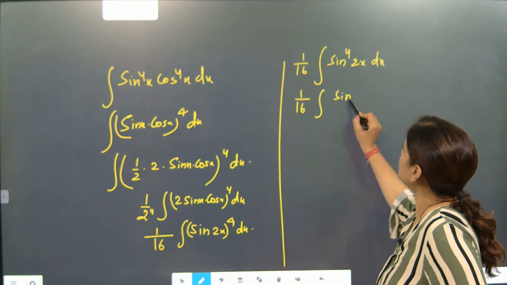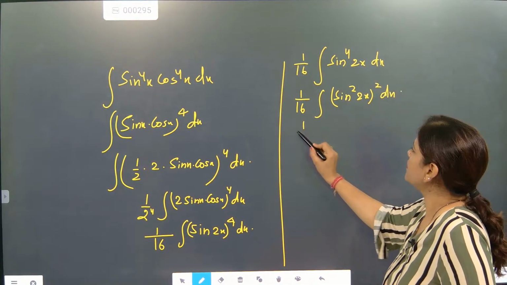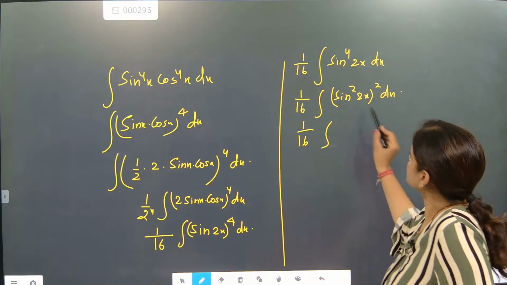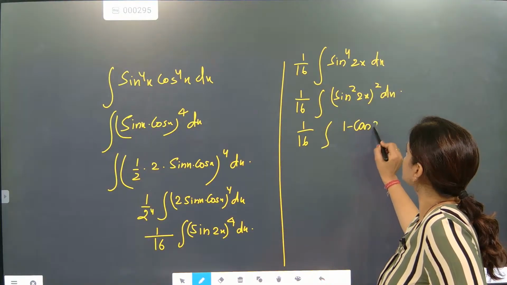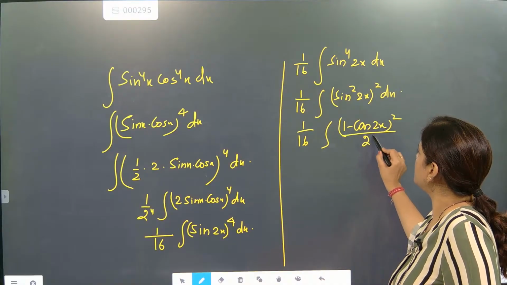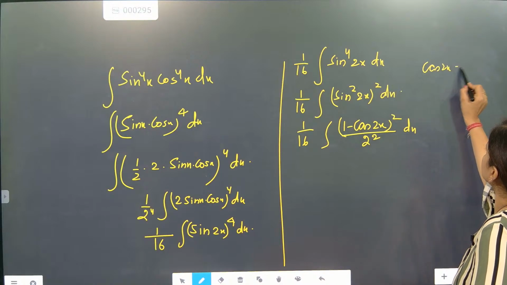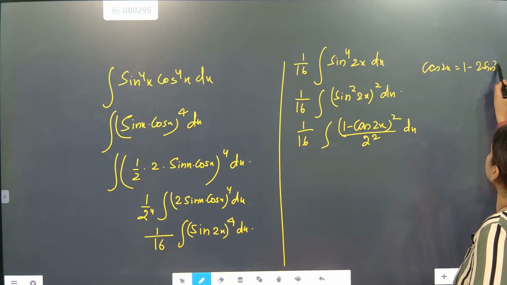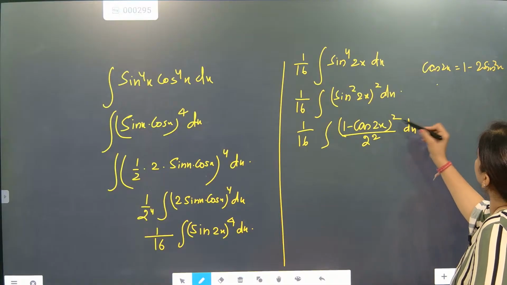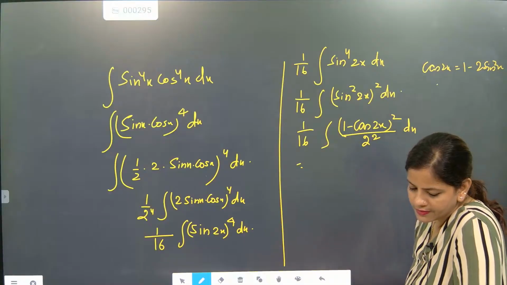You just do one thing: sin square 2x whole square dx. And we know that sin square 2x will become (1 minus cos 4x) by 2. So here it will become (1 minus cos 4x by 2) whole square dx. Understood? Because beta, what is the formula? cos 2x is equal to 1 minus 2 sin square x, so it will become (1 minus cos 2x) by 2. Since the 1 minus cos is outside the square, I directly did the square.